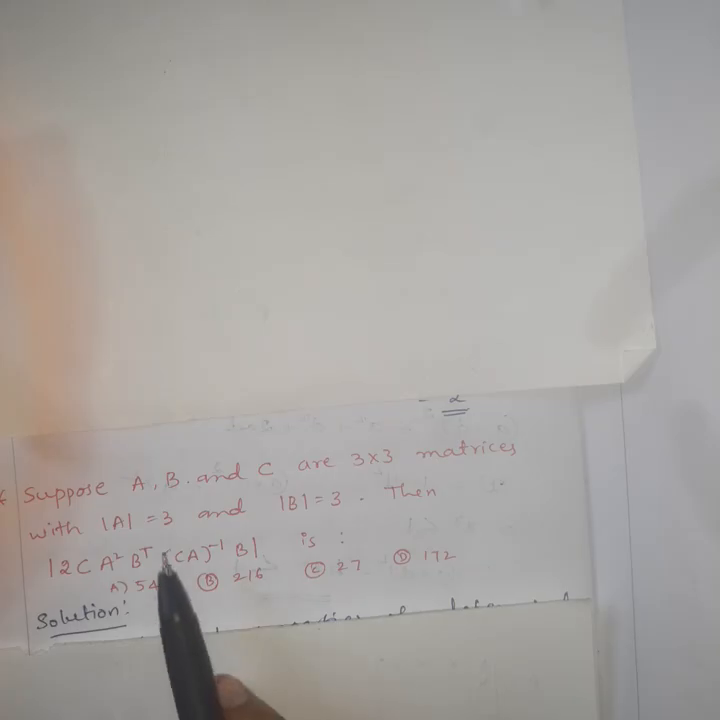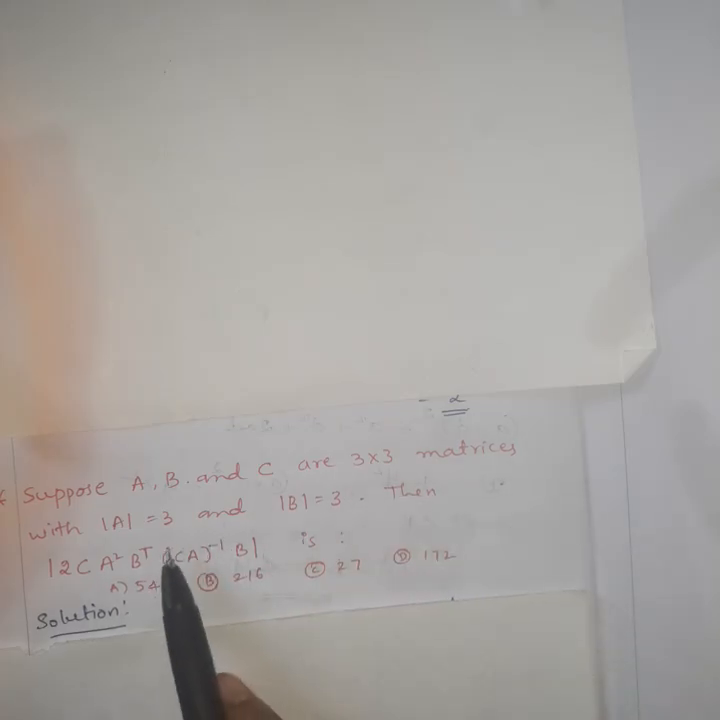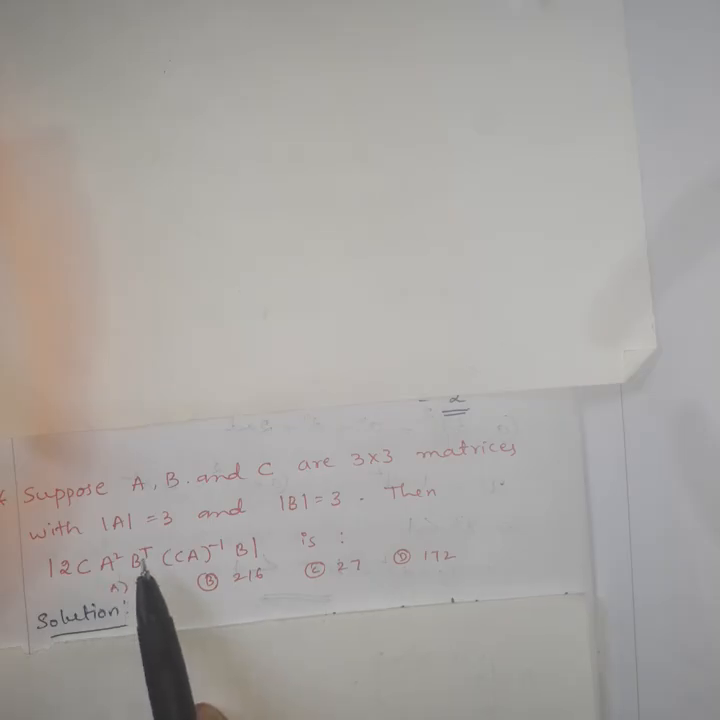Next question. Suppose A, B and C are 3 by 3 matrices with the determinant of A equal to 3 and determinant of B equal to 3. Then the determinant of 2C A square B transpose into C A inverse into B is: option A 54, option B 216, option C 27, option D 172. So how to calculate this determinant?